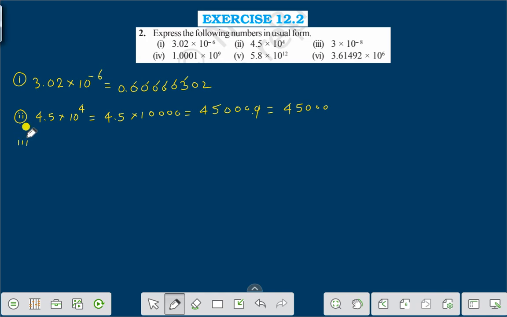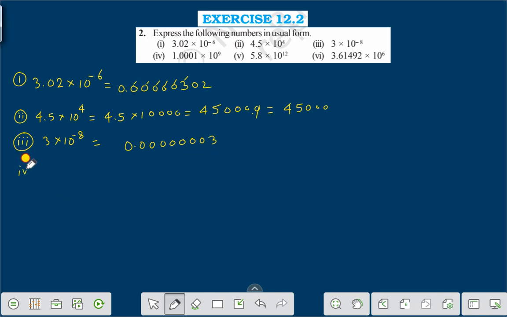Question number 3 is 3 into 10 to the power minus 8. Therefore we are getting 8. It will be 3, 1, 2, 3, 4, 5, 6, 7, 8. How many zeros? 1, 2, 3, 4, 5, 6, 7. 7 zeros. Right? Now question number 4.